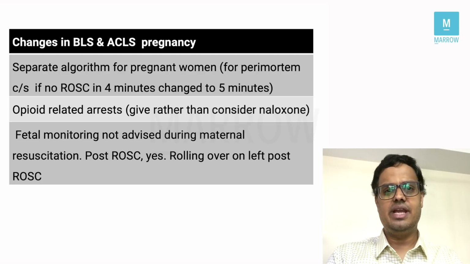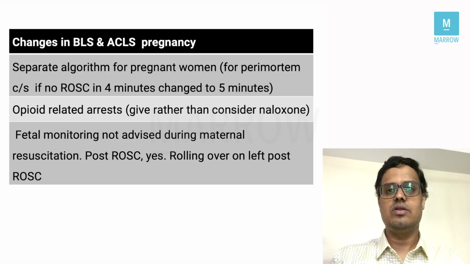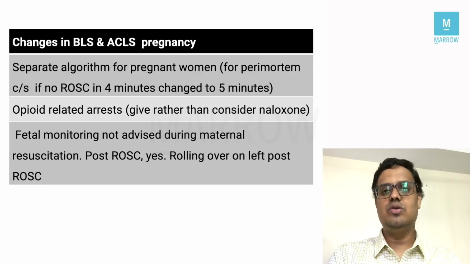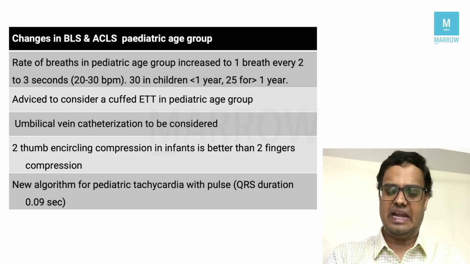Okay, and in post recovery in pregnant patients, turn the patient into the left lateral position, because the gravid uterus will compress the inferior vena cava and it will reduce the blood flow, right? So these are the changes that have been seen in pregnant patients.